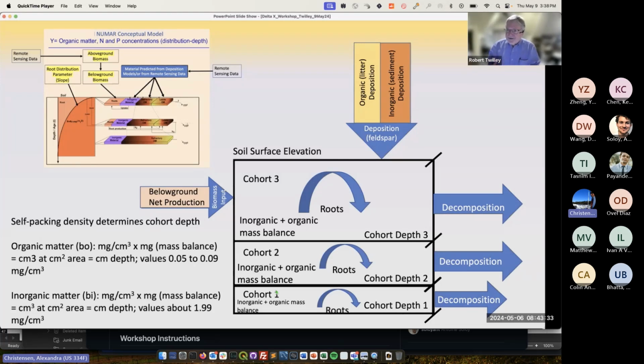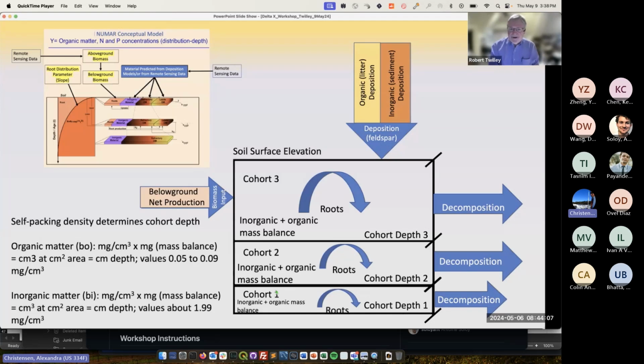So if you produce too much organic matter or if you decompose too much organic matter, that organic matter mass balance is off. And if it's off, then your elevation is off. Or if you're using the wrong self-packing density, you could have the mass balance correct, but you don't have the right self-packing density. This is where I think some of the great improvements in the model are, and this is the real challenge of being able to build generality in these models, being able to account for these parameters.